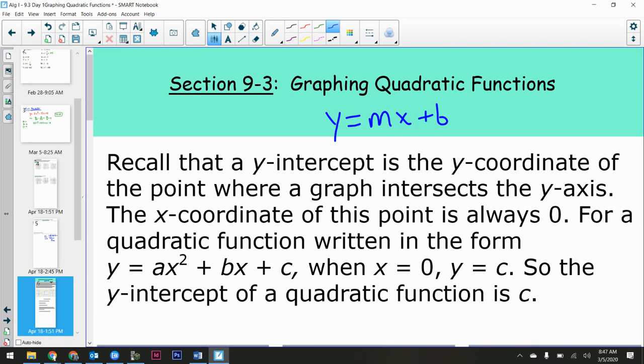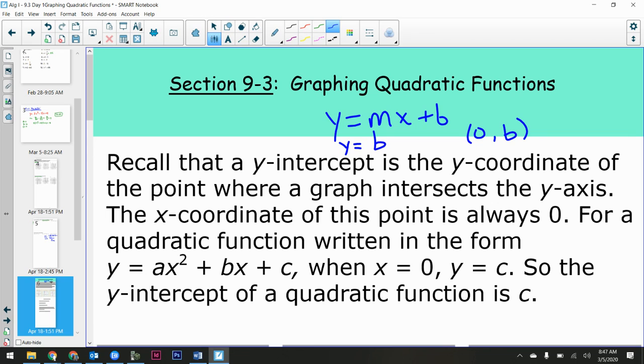Watch what happens if I plug in 0 here. I would get y is equal to m times 0. What's m times 0? 0. And then what's 0 plus b? b. So our y-intercept is (0, b). Now that was for slope-intercept. That was for lines. Now we're in a different world here, right? We're in curves. So does that rule still apply? Yes, that rule still applies.